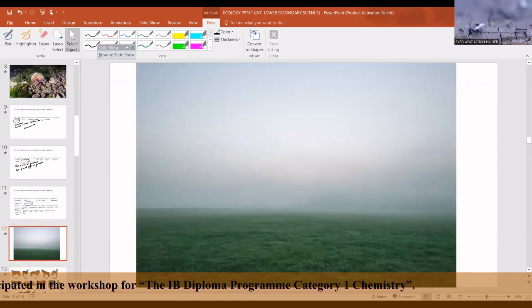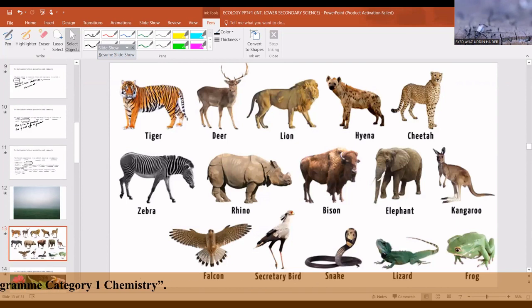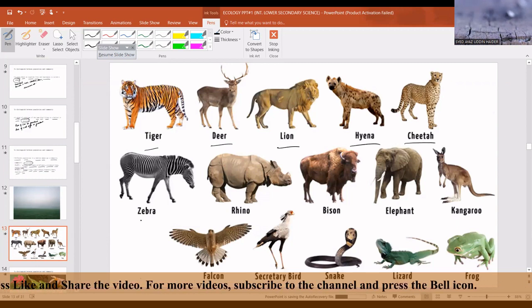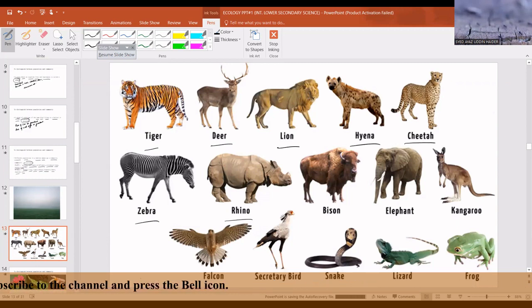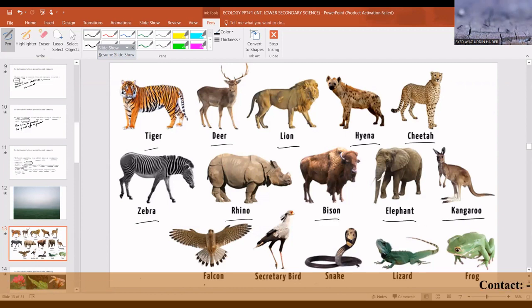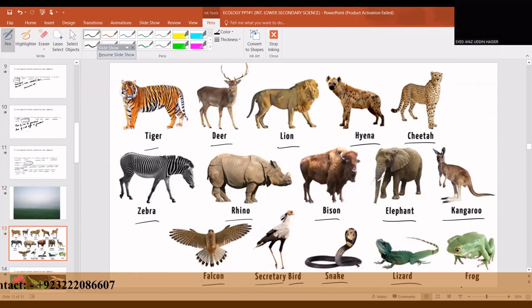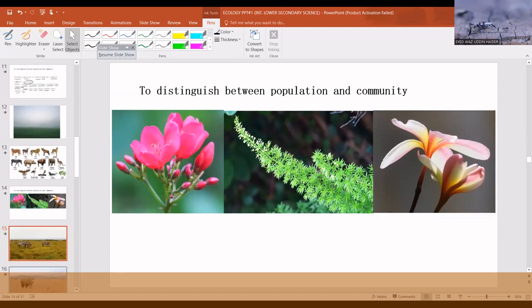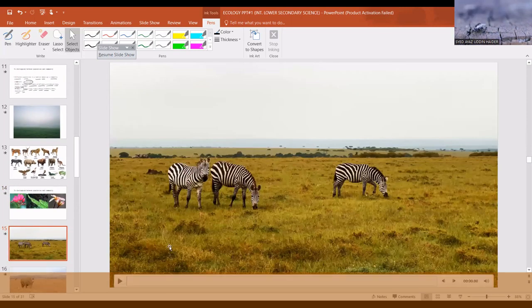This is the picture of grassland, and we are expecting these animals on the grassland: tiger, deer, lion, hyena, cheetah, zebra, rhinoceros, bison, elephant, kangaroo, falcon, secretary bird, snake, lizard, frog. These are some of the plants you will find on the grassland. You don't need to learn the names of these plants unless we are asked to.